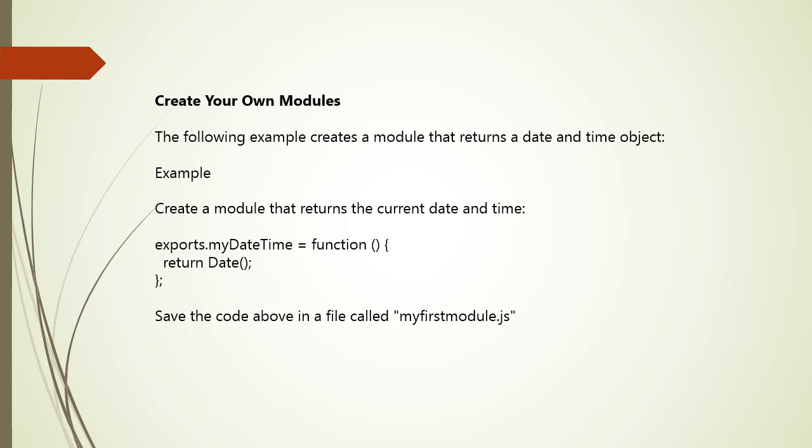You can also create your own modules and easily include them in your applications. The following example creates a module that returns a date and time object. For example, create a module that returns the current date and time: exports.myDateTime = function () { return Date(); }. Use the exports keyword to make properties and methods available outside the module. Save the code above in a file called, for example, myfirstmodule.js.